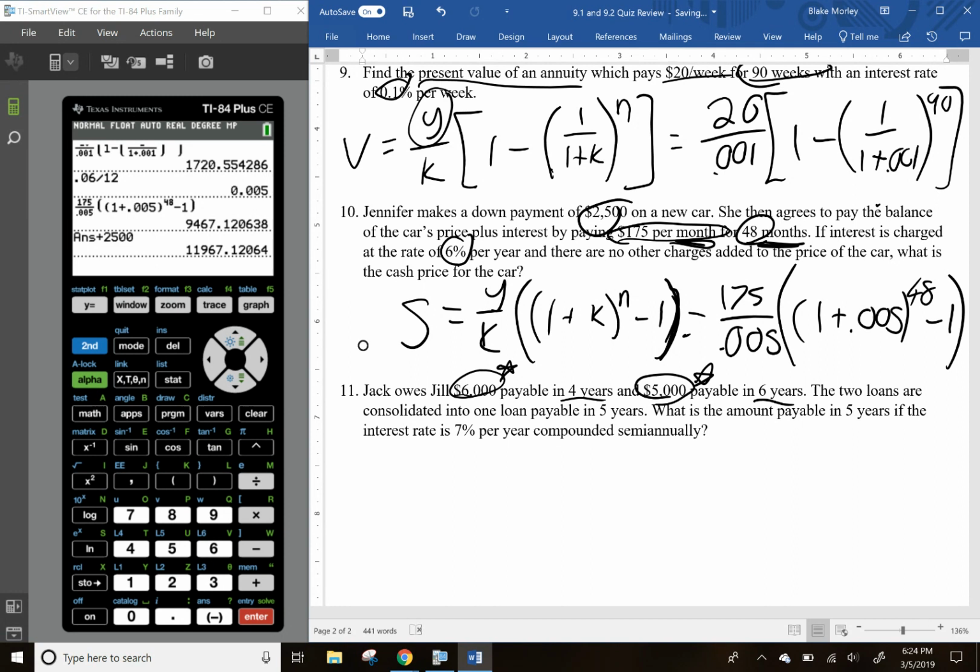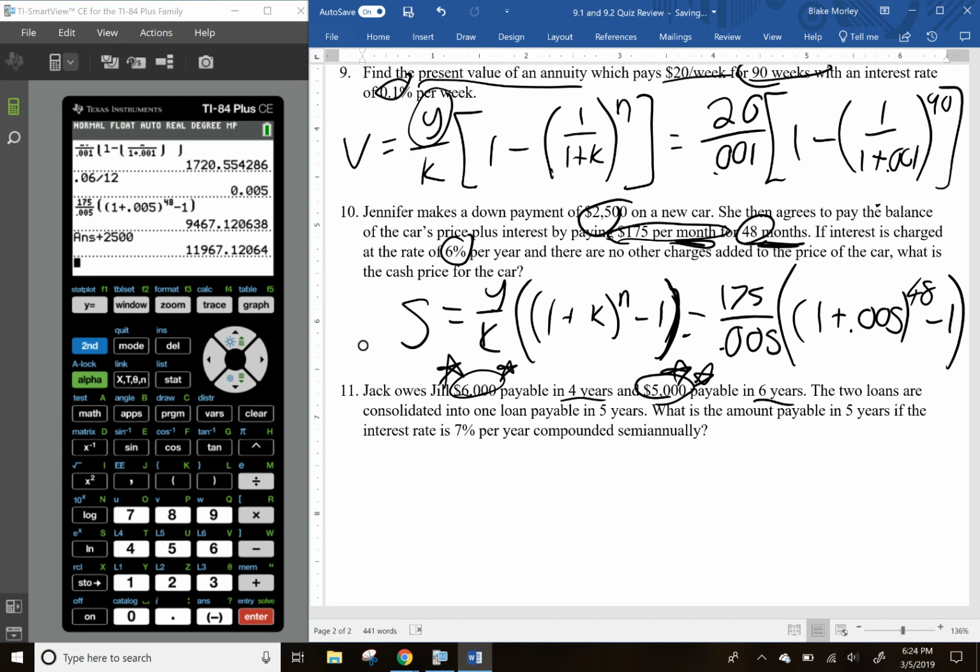We'll put them together. So now to do this, what we need to know, because these are the future values. This is the value of the loan in 4 years, and this is the value of the loan in 6 years. But I want to know what today's value of the loan is. I want to know how much these are worth right now. So I want to find the present value of both of these.